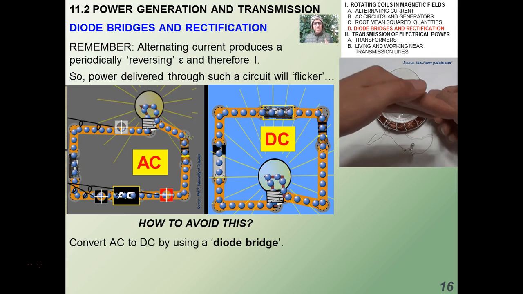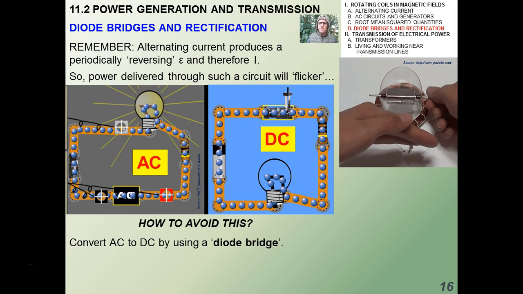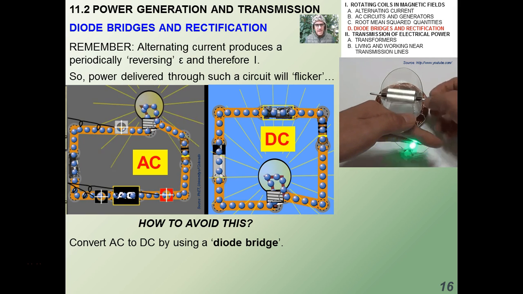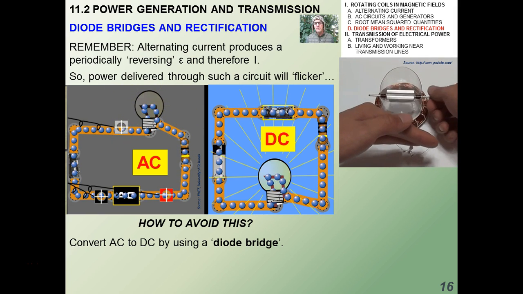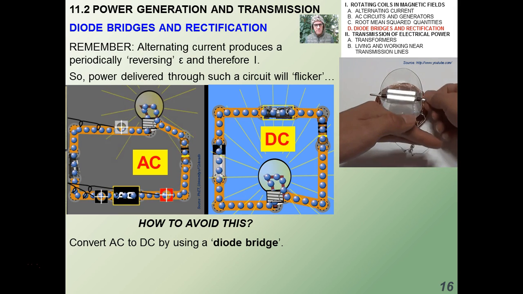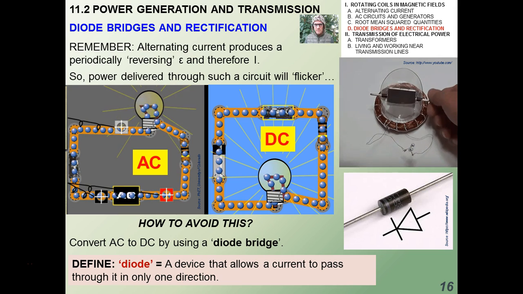So how do we avoid this? If you're reading or doing something else, often you don't want a flickering light, that can be kind of annoying, give you a headache. So what we do is physically convert AC to DC by using what's called the diode bridge. Before we understand what a diode bridge is, we have to understand what a diode is.